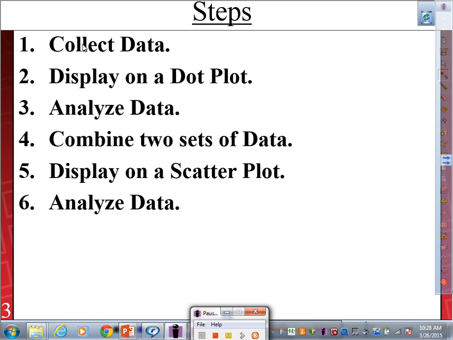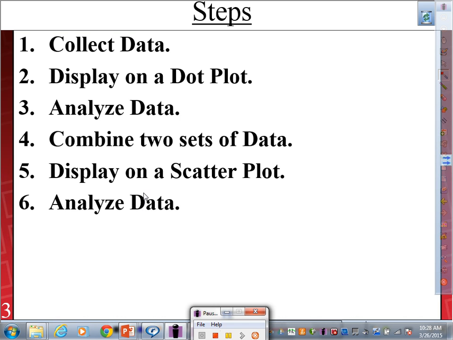Here it goes. It says, step 1, collect data. Step 2, display data on a dot plot. Step 3, analyze the data. Which means you're going to write something about it, right? Saying, oh, there's this many people that study so many hours, right? And then combine that set with the other set of whatever it is you're going to combine. I'm going to give you an activity right now, but I'm just showing you the steps. From there, display on a scatter plot and analyze the data again and come to a conclusion. Everybody understand? Okay?